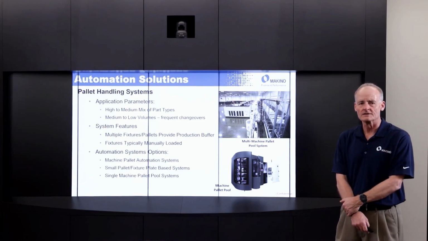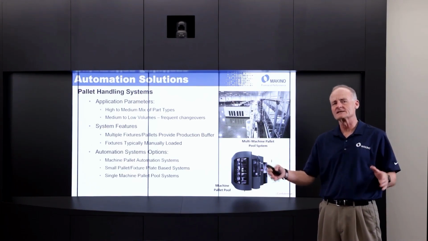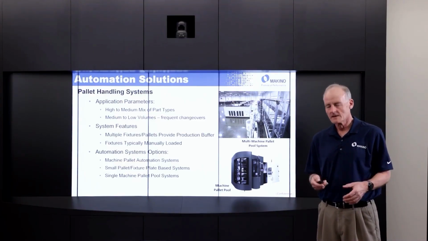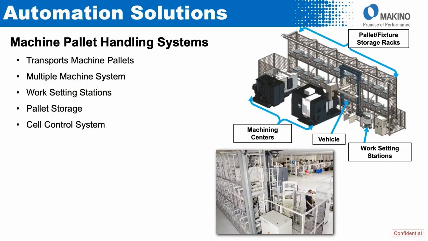And I'll go through the different system options, whether it's a larger machine pallet automated system, a system that's moving smaller pallets or fixture plates, or single machine pallet pull systems. So the machine pallet systems are where we're moving the machining center pallets. We're on one series, whether it's an A51 or A61, and we're moving that complete pallet throughout the system. The system consists of the machining centers, work setting stations, pallet storage, and our cell control system.